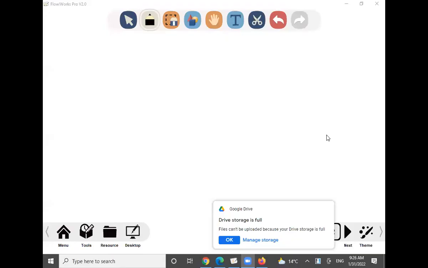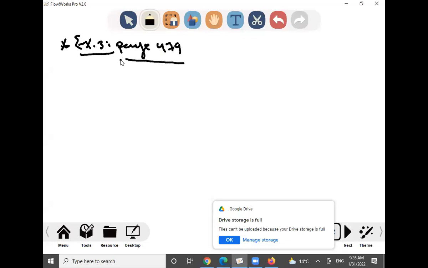Take a look at example 3, page 479. See the graph in front of you. Now we are in example 3, page 479. What do we have here, what's this figure? It's a pyramid, but what's its name? What is the base of this figure?